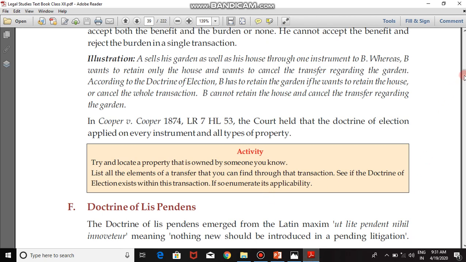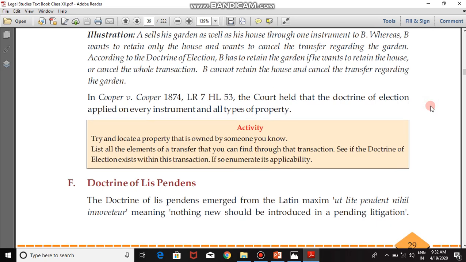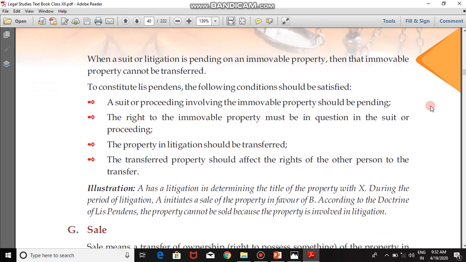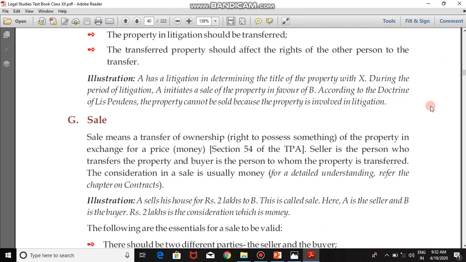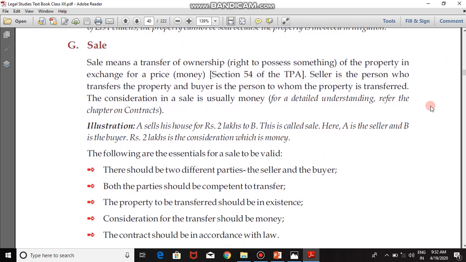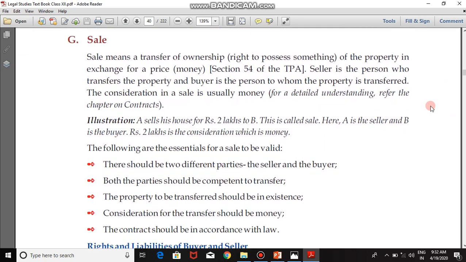This is called the doctrine of lis pendens. Now we'll see. So these were two rules which one must follow while transferring a property from one party to another.